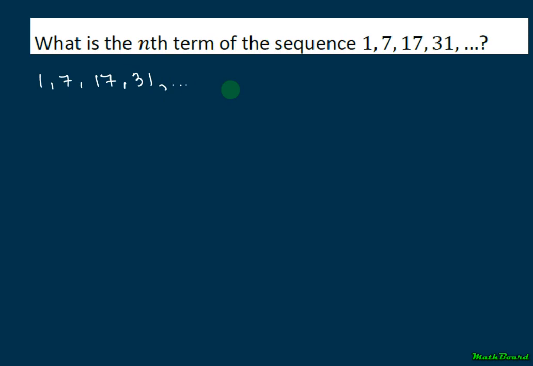But when we subtract, we can see a pattern. 7 minus 1 is 6. 17 minus 7 is 10. 31 minus 17 is 14. Then another subtraction: 10 minus 6 is 4, 14 minus 10 is also 4. As you can see, this is quadratic, right?